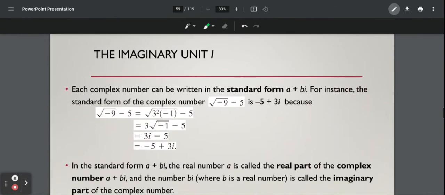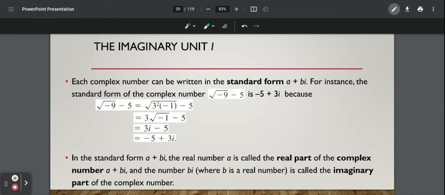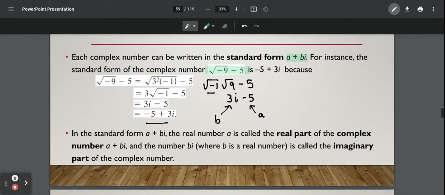So every complex number can be written in standard form. If we want standard form for complex numbers, that's your a plus bi form. So if you had this complex number right here, the square root of -9 minus 5, you could separate that into the square root of -1 times the square root of 9 minus 5. Right, the square root of 9 is 3, the square root of -1 is i, and then minus 5. So your a is always your real part, so this would be your a term, and then 3 is your b term. And so that standard form then would be -5 plus 3i.